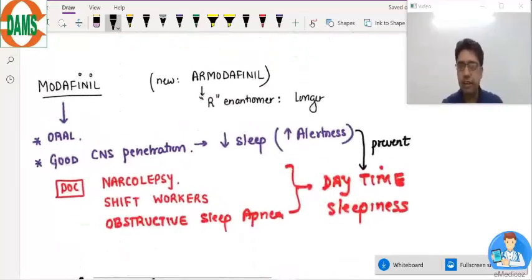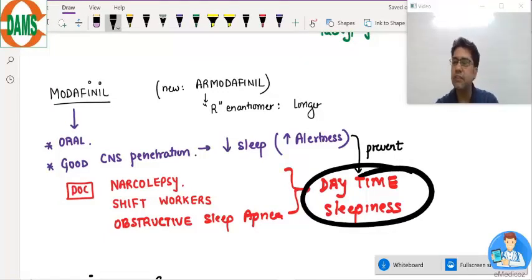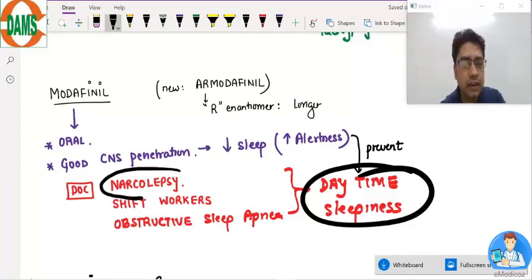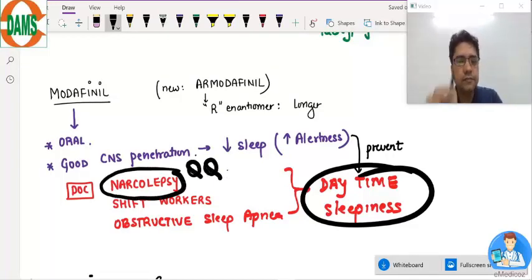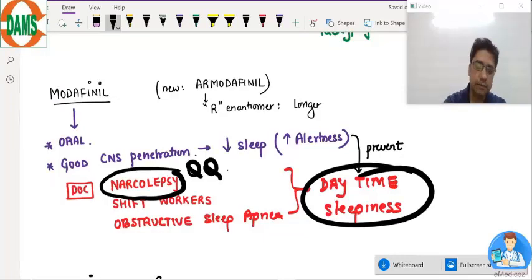So the drugs are modafinil, a new drug, which has R and S enantiomers, you remember? Now, it is oral, with good penetration. It is given for daytime sleepiness. If a person is having daytime sleepiness, you give modafinil. Remember the word narcolepsy. Very commonly asked. Don't confuse it with narcoanalysis. Some student was asking me, narcoanalysis is a different thing. Narcoanalysis means truth serum. Narcolepsy means daytime sleepiness. Okay? Also shift worker, obstructive sleep apnea.